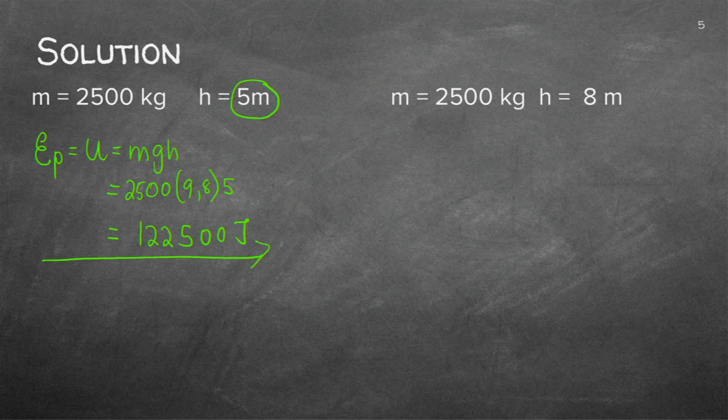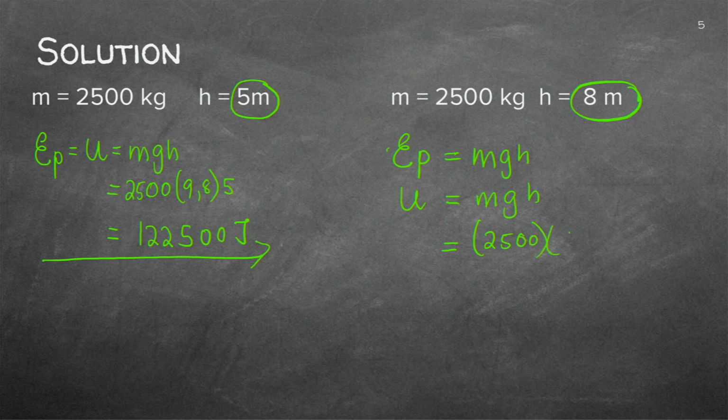That's the answer. What is the energy at 8 meters? Now just think a little bit. It's 8 meters and it was 5, so the energy will be more. I'm going to use exactly the same equation. Remember, you can either use this or you can use this. You don't have to do both of them. I've got 2,500, I've got the 9.8, and now I'm going to substitute it with 8.